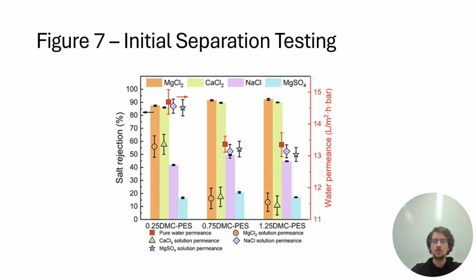The two most rejected salts, magnesium chloride and calcium chloride, are not only the largest molecules, but also have the largest electrostatic interactions with the membrane. By contrast, sodium chloride and especially magnesium sulfate are a bit smaller and vary significantly in their electrostatic interactions with the membrane.